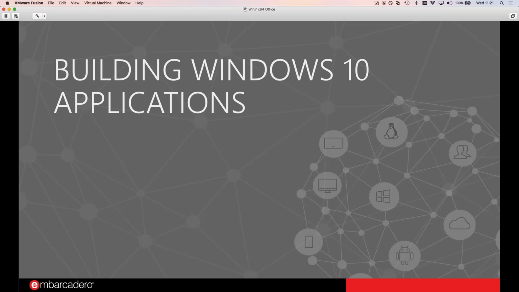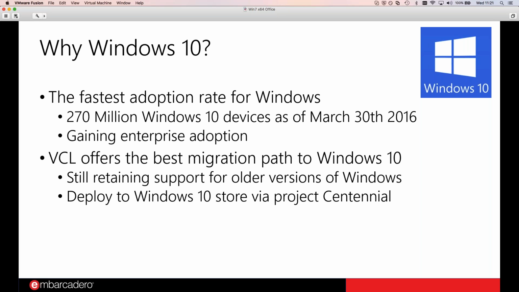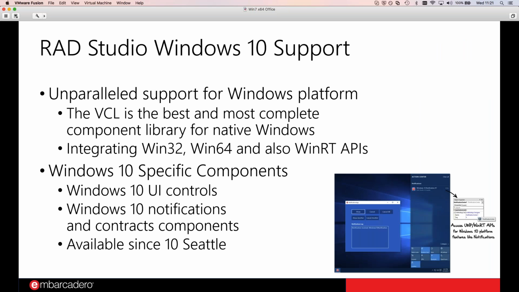So very quickly, I'm not going to spend too much time on building Windows 10 applications right now, but this is probably one of the key reasons why people are still looking into that very productive tools to quickly build applications that are Windows 10 compatible. Windows 10 is big on the market, growing very quickly. There's a lot of adoption, so Delphi and C++ Builder developers are happy that RAD Studio supports Windows 10 very nicely. We have support for WinRT APIs.